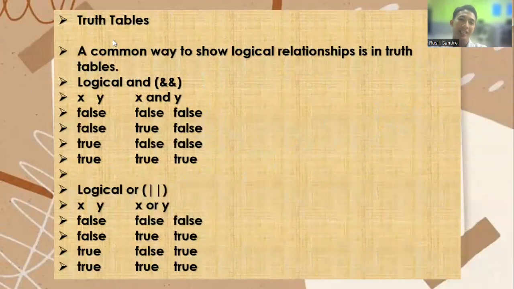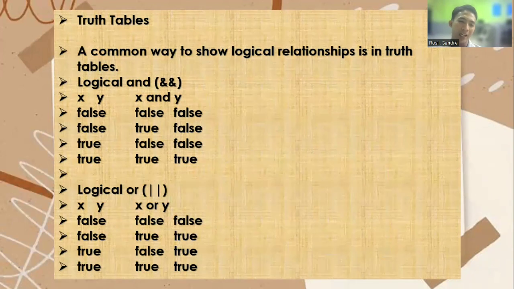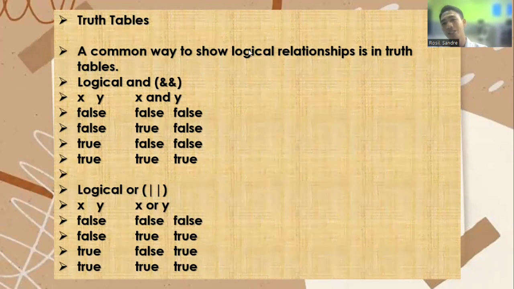And lastly, truth tables. A common way to show logic relationships is in truth tables. Logic AND: X, Y, then X and Y. Logic OR. Tingnan lang natin sa ibaba, may nakalagay false sa X and Y na false and true. So, ito po ang mga example ng relational operator and logical and operator. That's all. Thank you.